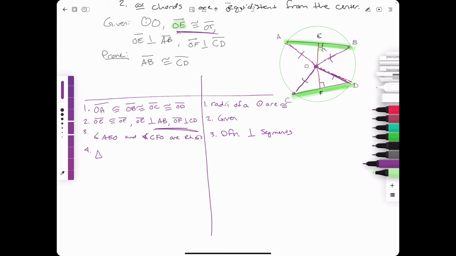So triangle AOE is congruent to triangle CFO. Let's highlight those. I need to change colors here. AOE is congruent to CFO, right? Okay, I have two congruent triangles. I'm going to shade them in so I can see them well. These two triangles are congruent. Why? How do I know? Because of the HL theorem.